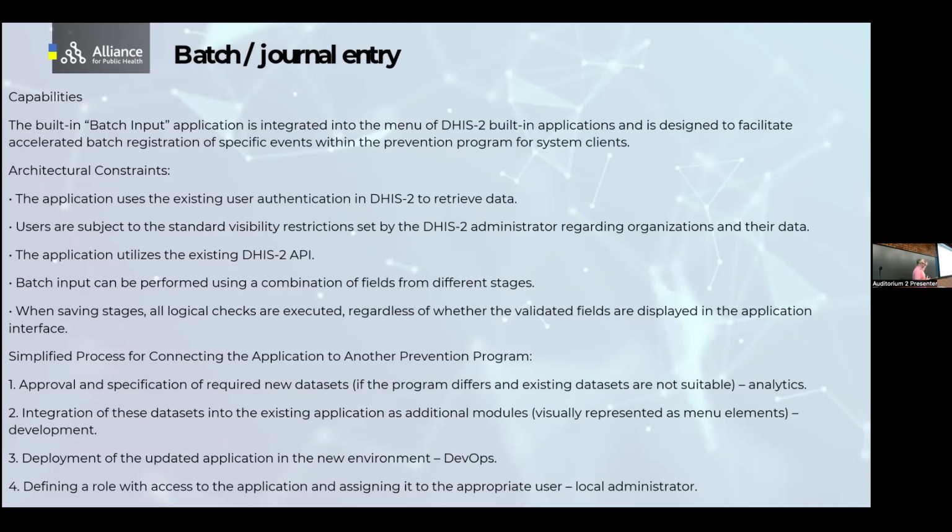As for some technical issues, it is natural for DHIS2. We use the organization units tree from DHIS2. We use authentication from DHIS2. As a result, there is system restriction, so a user can see only the fields and only the stages he has permission for.